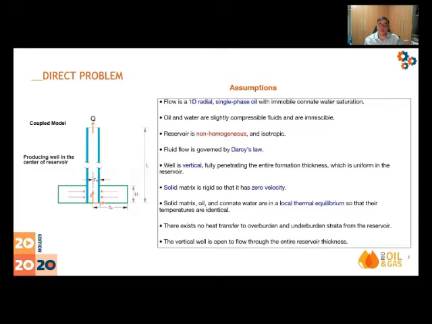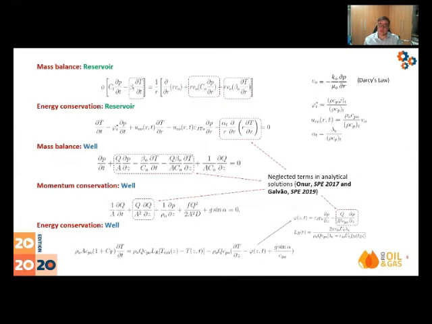The first part of the project is the direct problem, in which some assumptions are considered. For example, the model considers a cylindrical single-layer reservoir with a single-phase flow. The fluids are slightly compressible and miscible. The flow is governed by Darcy's law, the reservoir is non-homogeneous, and the well is fully open through the entire reservoir thickness. To solve the direct problem, a finite volume code was developed in MATLAB to solve the mass and energy conservation through the reservoir, and the mass, momentum, and energy conservation through the wellbore. Instead, we have some terms that some authors do not consider in order to simplify and solve analytical problems.